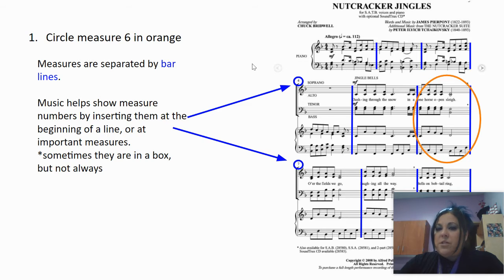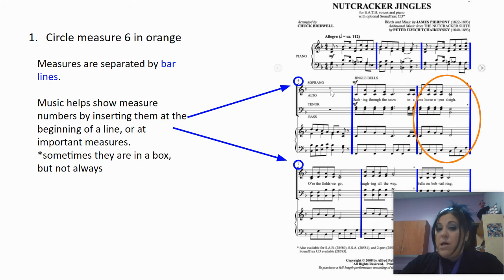Now, in a lot of music, so that we don't have to go through and count every measure, they give us measure numbers sporadically throughout the music. Sometimes they're in a square, sometimes they're circled. Right here, we just see the number 4 above measure 4. And you can see, again, this second stanza, we have soprano, alto, tenor, bass. These are all of the voice parts. And then we have the piano part right here.